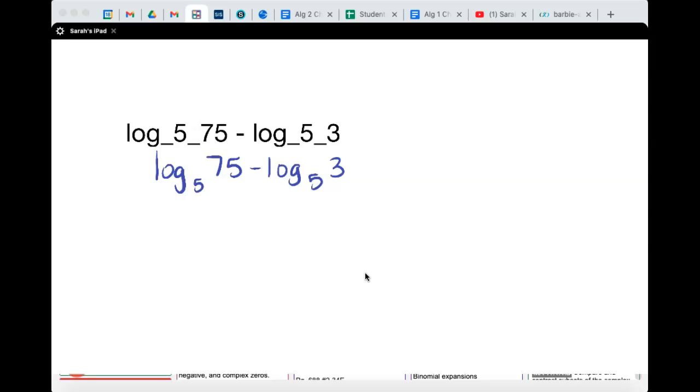Quotient property. So I have a difference with the same base, so I can write this as a fraction. Log base 5 of 75 divided by 3. What is 75 divided by 3? Okay. So now I would condense to this. Now what do I do?